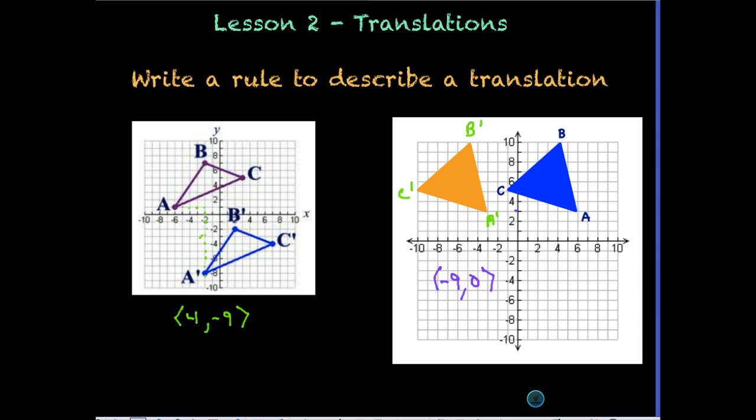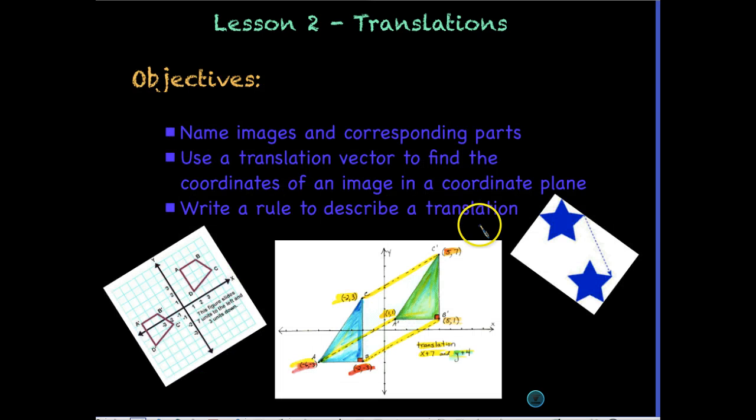And that concludes our lesson on translations. So hopefully now you feel comfortable naming images and naming corresponding parts. Also using a translation vector to find the coordinates of an image in a coordinate plane. And you can write a rule to describe a translation.